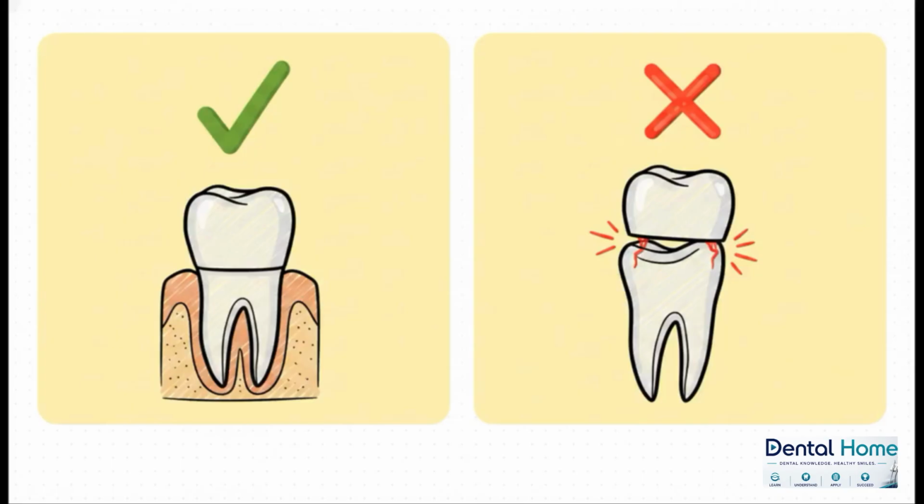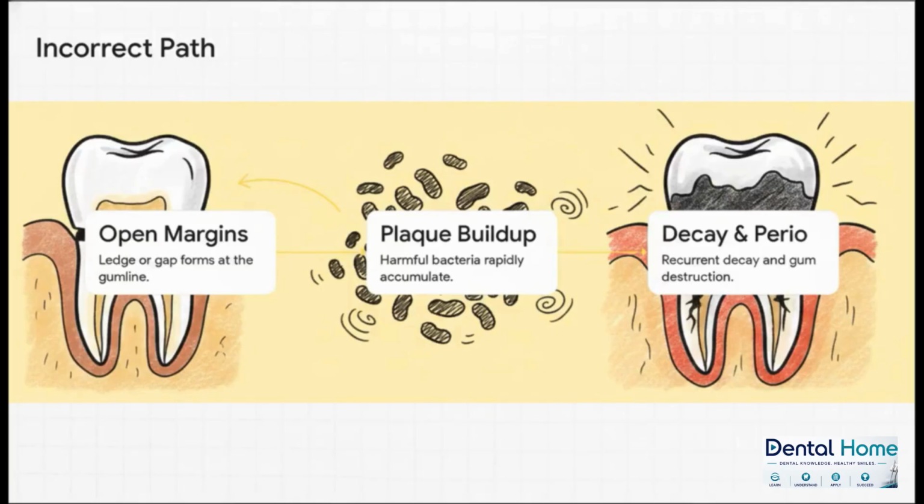But look at the alternative. An incorrect insertion path practically guarantees that the crown will not seat all the way down. And boom, that creates an immediate, very dangerous open margin between the crown and the tooth structure. And guys, an open margin is essentially ground zero for clinical failure.